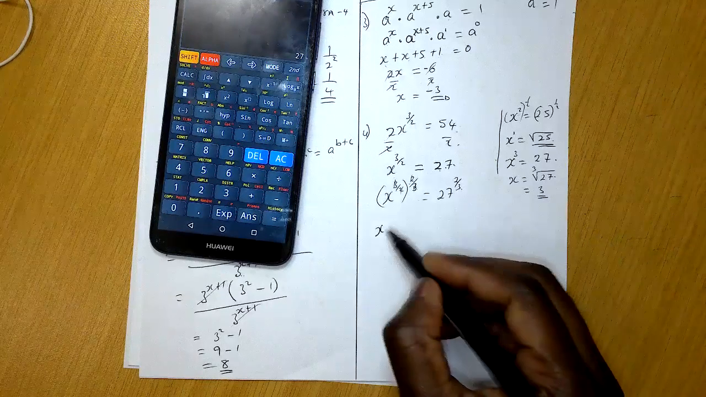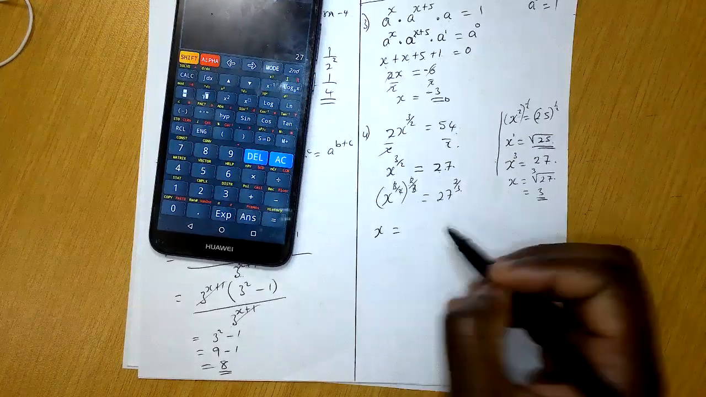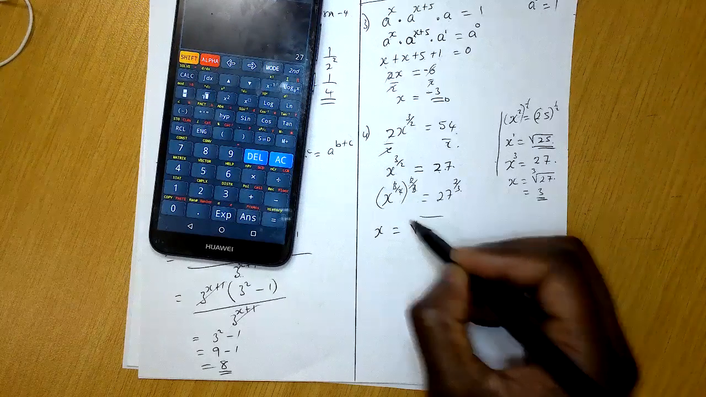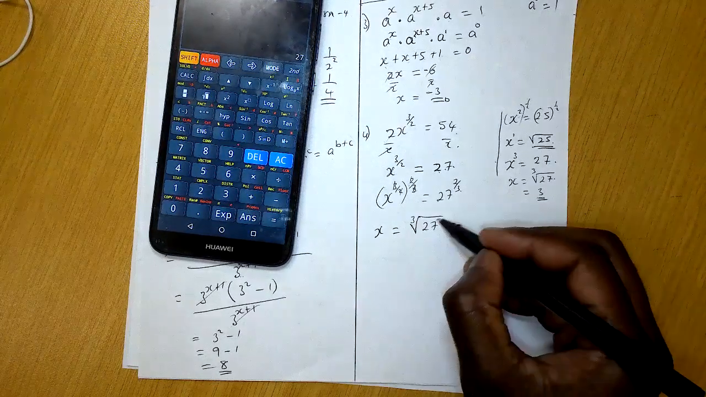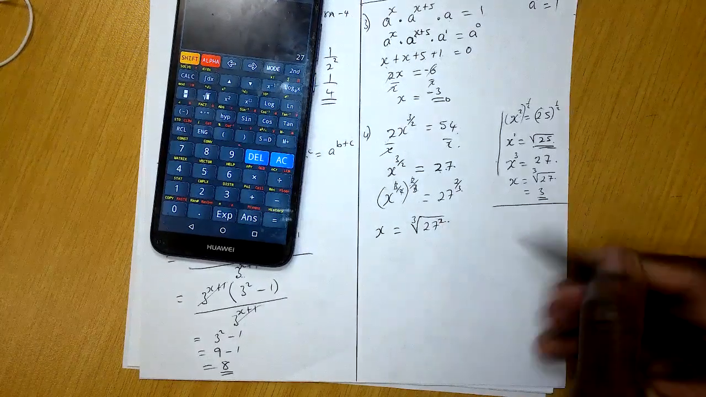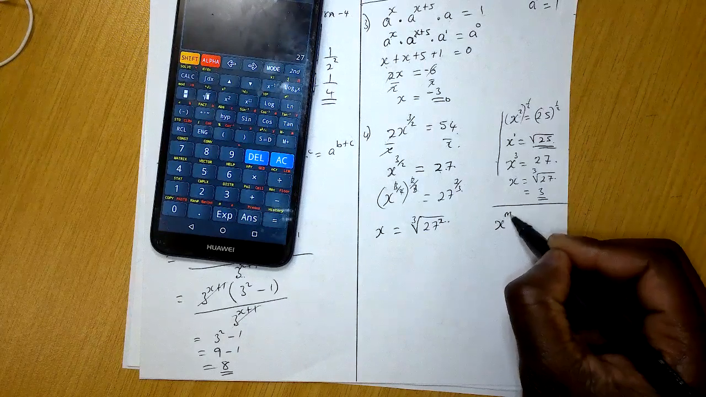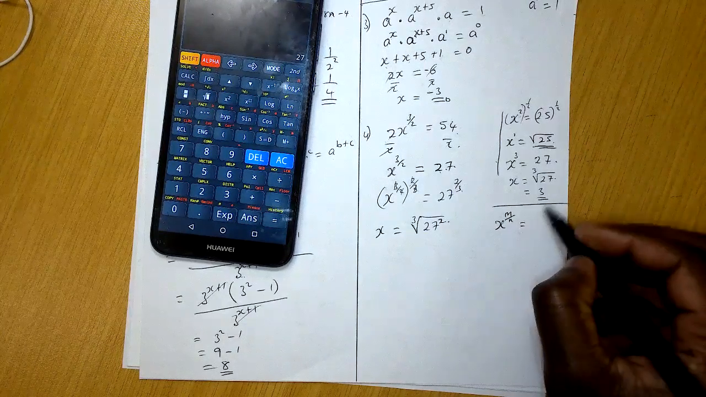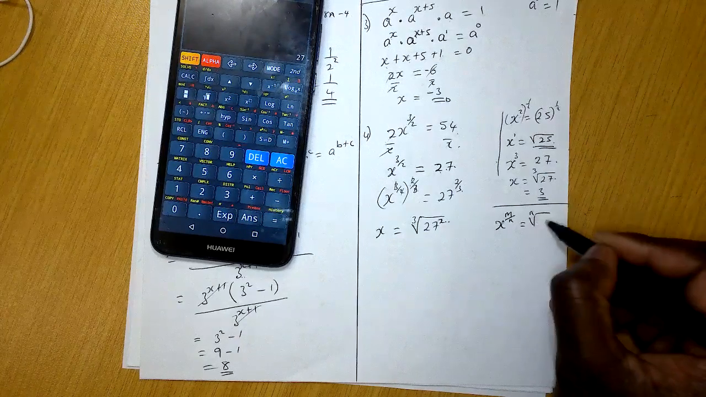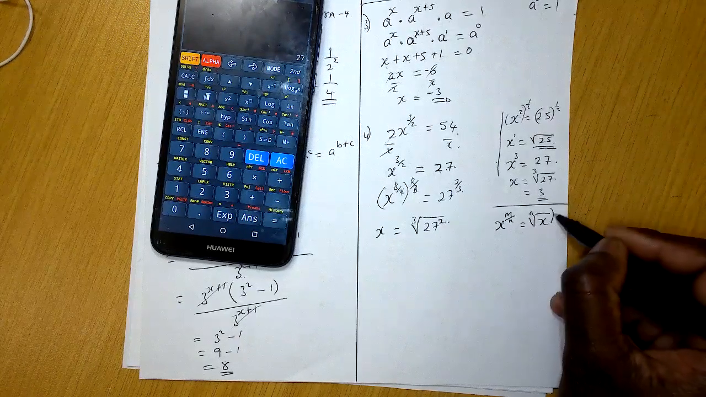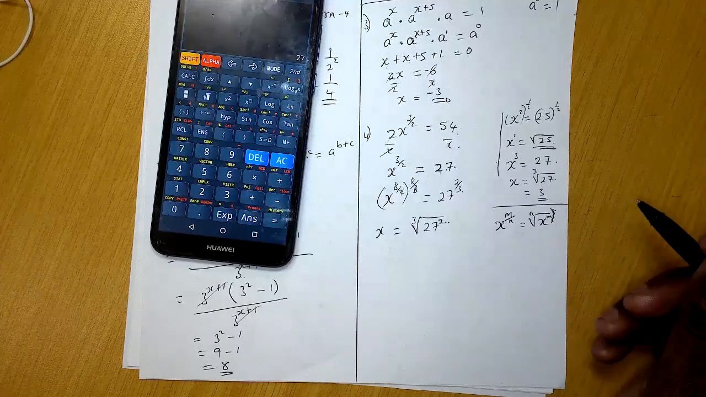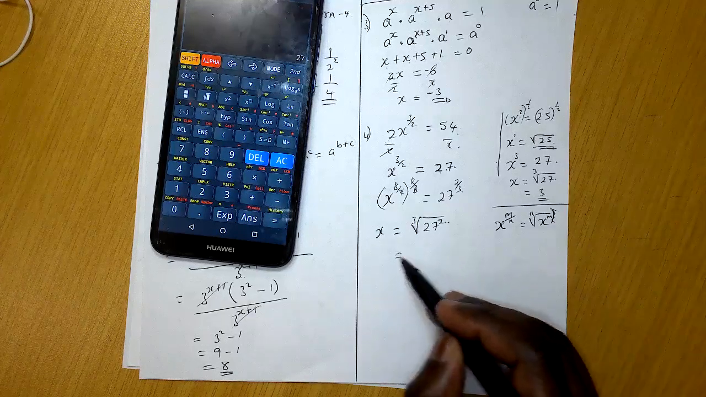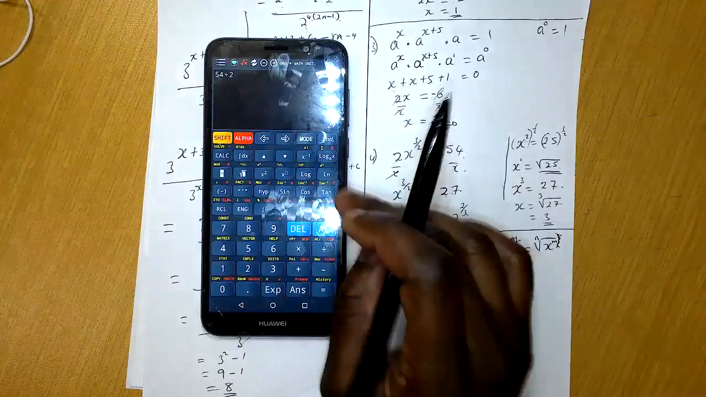So what are you going to do now? You're going to say x is equal to, remember, the cube root of 27 squared. Remember what we said here: x to the power of m over n is equal to the nth root of x to the power of m, whichever way you want. Now here, we're going to write this.